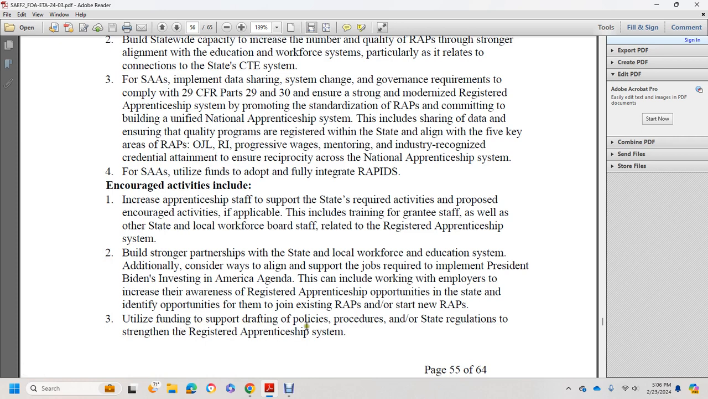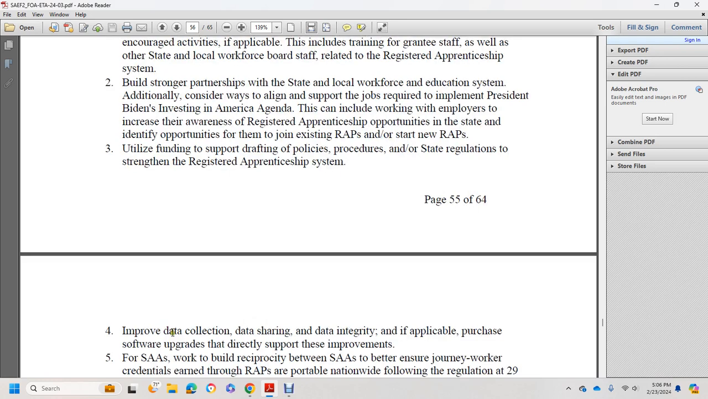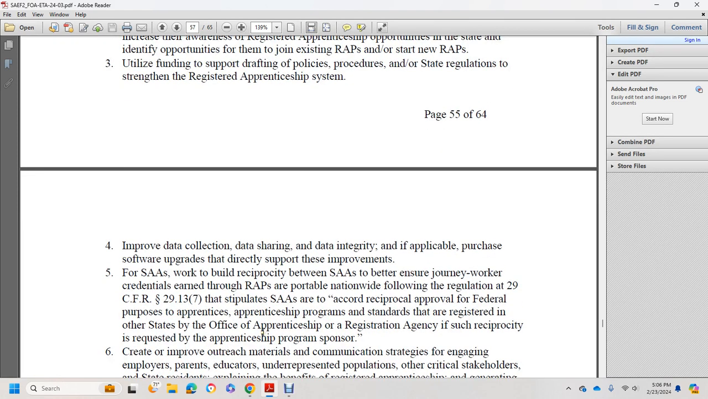3. Utilize funds to support drafting policy and state regulations to strengthen the registered apprenticeship system. 4. Improve data collection, data sharing, and data integrity, and if applicable, purchase software upgrades to directly support the improvements. 5. The state apprenticeship agency works to build reciprocity between state apprenticeship agencies to better ensure journeyworker credentials and registered apprenticeship are portable nationwide, following the regulation in CFR 29.13.7.